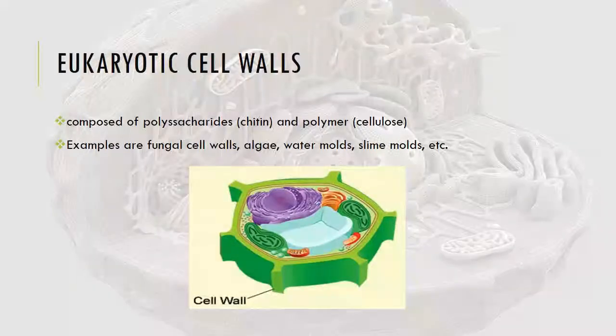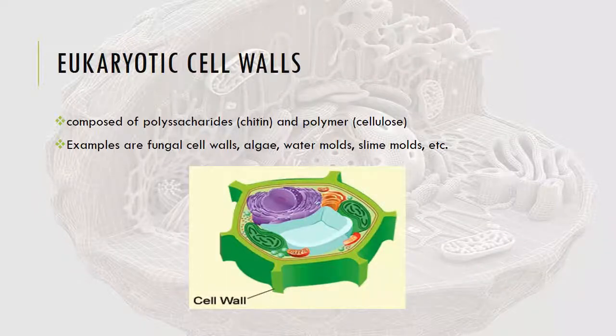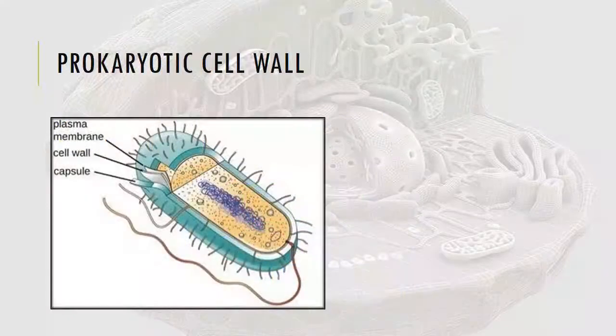Now, let's talk about the eukaryotic cell wall. This type of cell wall is composed of polysaccharides and polymer. Among its examples are fungal cell walls, algae, water molds, slime molds, and more. But the most mentioned and popular cell wall that everyone knows is the cell wall of plants. And this picture right here is from that type.